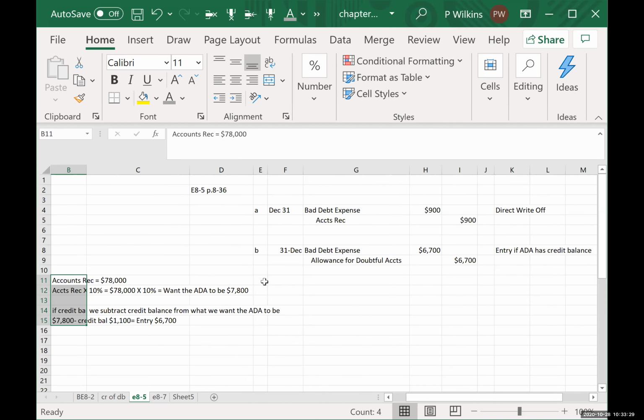Okay, now we're going to go to C. And C says, if allowance for doubtful accounts has a debit balance of $500 in the trial balance, journalize the adjusting entry at December 31, assuming bad debts are expected to be 8% of accounts receivable. So I'm going to take this information up here, paste it down here, and make some changes to it.